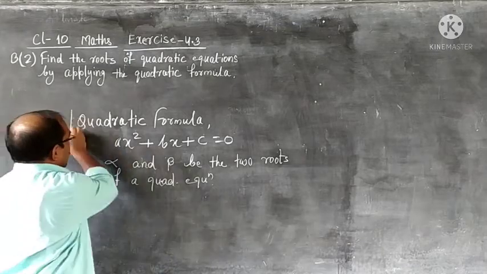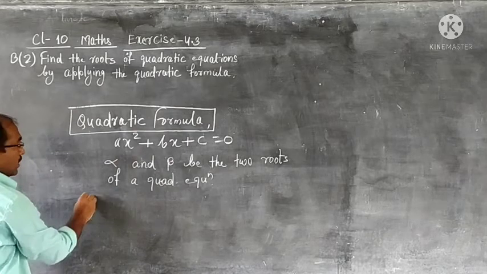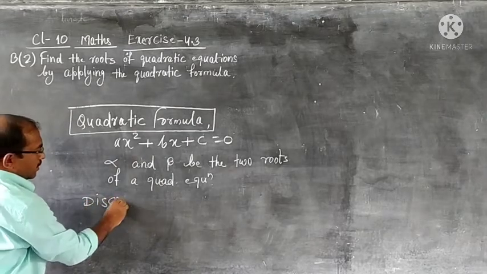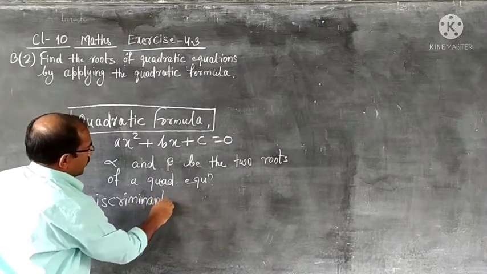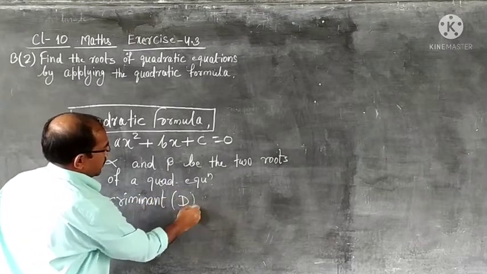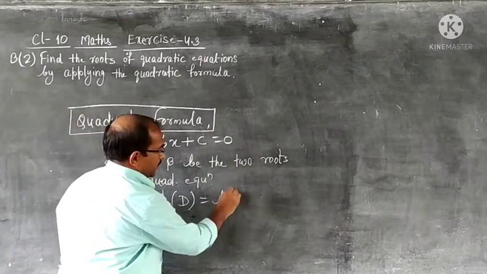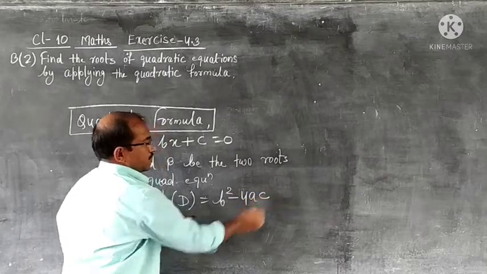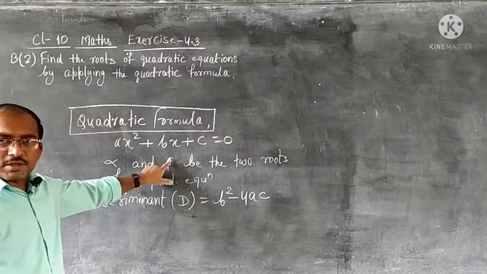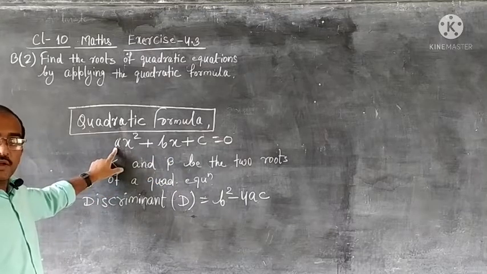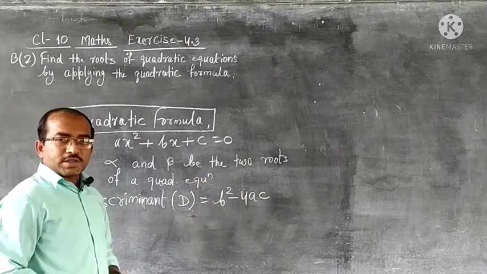Then the quadratic formula is in two parts. The first part of it will be the discriminant, and we use capital D for it. It is equal to b square minus 4ac. Now, what are a, b, c? We know from the equation: the first term coefficient is a, the second term coefficient is b, and c is the constant.